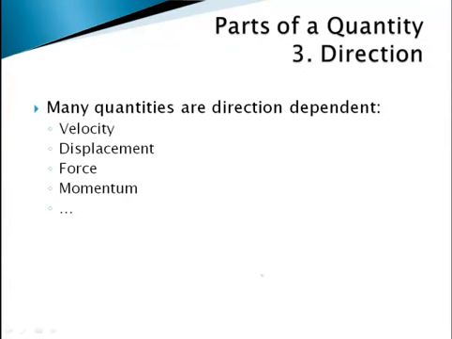Now, there are lots of quantities that we call vectors. That is, their direction is important. We can't just ignore it. One of the most common is velocity. If something is moving west, it's not the same as if it's moving east or if it's moving northwest. Displacement is similar to distance, but that specifically has to do with if it was moved to the left or to the right, or if something moved up or down. Forces and momentums are other quantities where the direction is important.